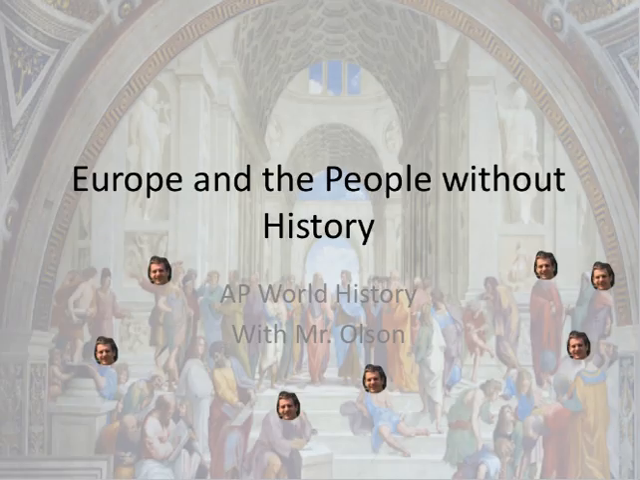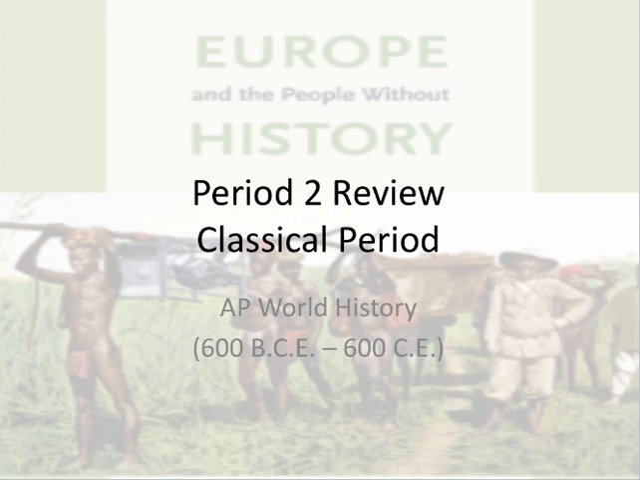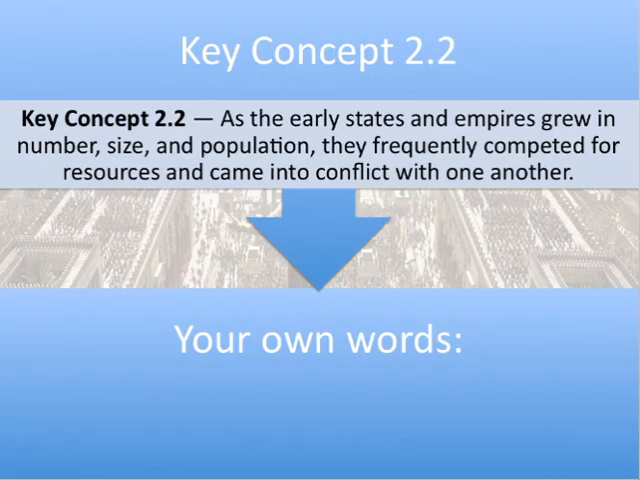Broadcasting live from the School of Athens, this is Europe and the People Without History, everyone's favorite AP World History review service. On today's episode with Mr. Olson, we will be continuing our discussion of Period 2 with Key Concept 2.2.